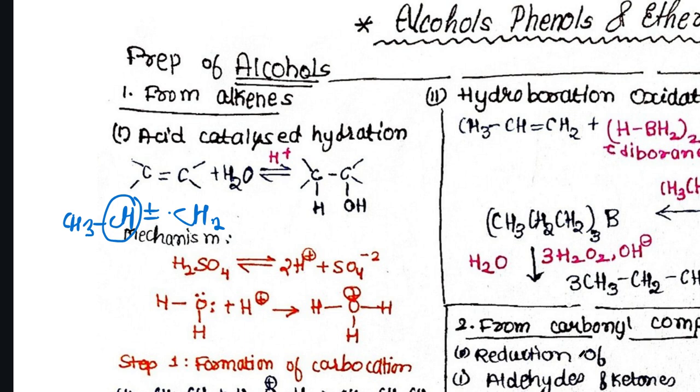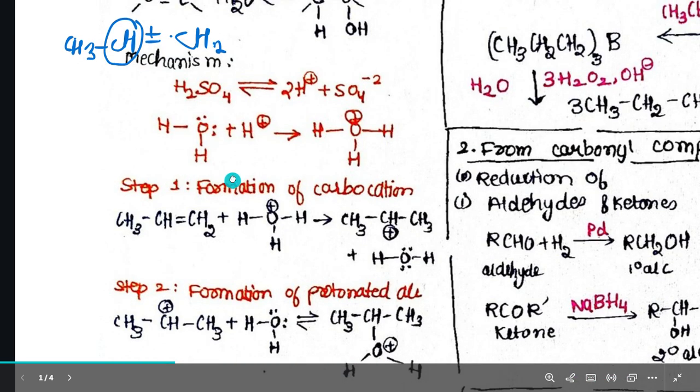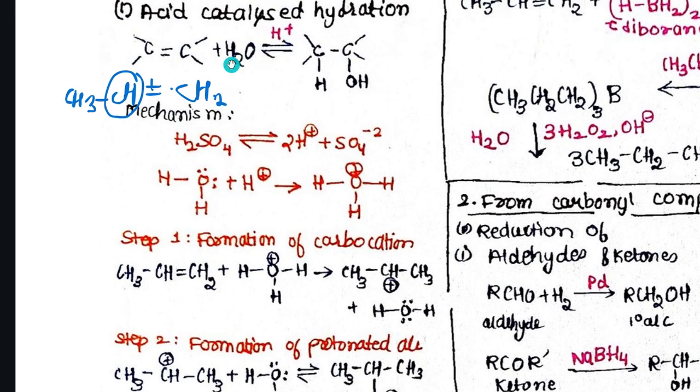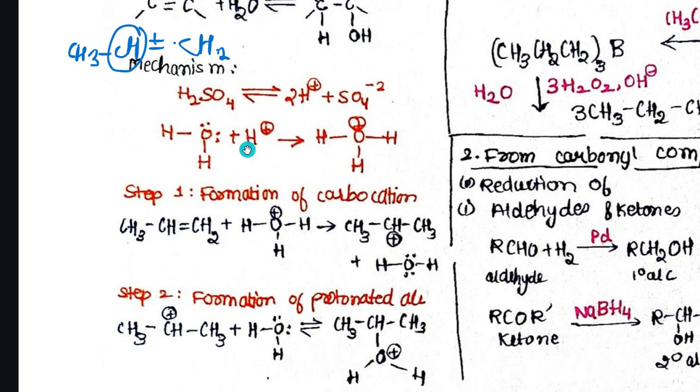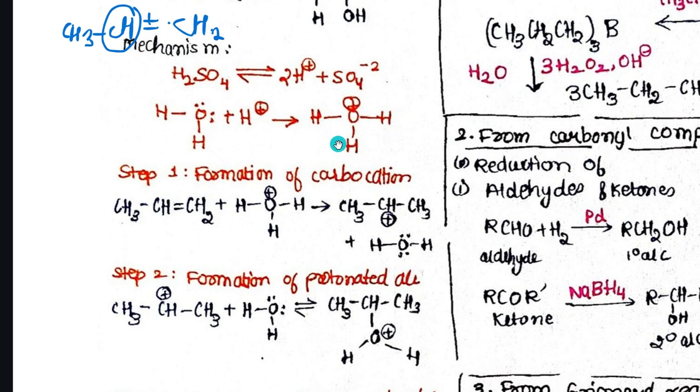Now what is the mechanism for this reaction? This mechanism is important. Firstly we'll break down an acid, let's say H2SO4, into its ions, 2H plus and SO4 minus. Taking one H plus from here and adding it to water, we need acid and we need water for hydration. Adding this H plus to water, we get H3O plus, the hydronium ion.